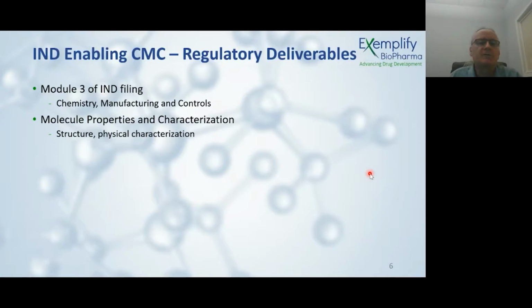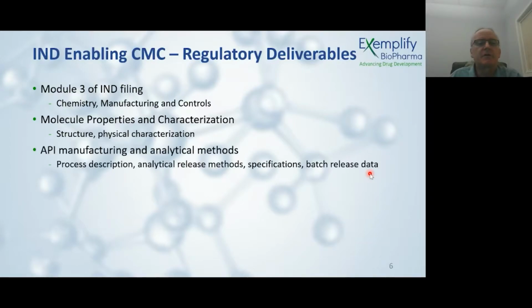So what's the structure? How does it physically behave? What does it look like, essentially? You have to disclose all of your manufacturing and your analytical methods. So you have to provide a process description, the methods you're using to release the material, what your specifications are, and also the batch history.